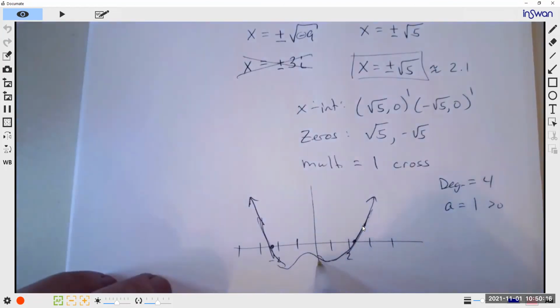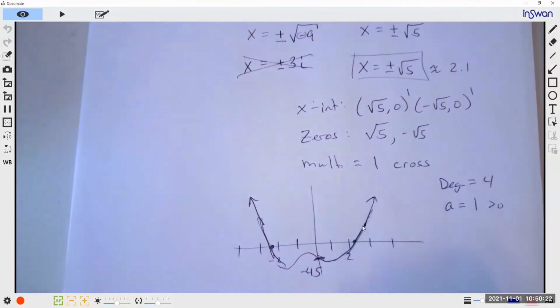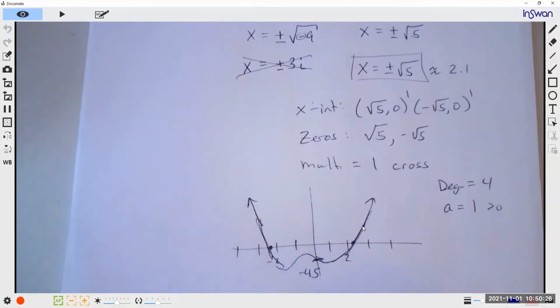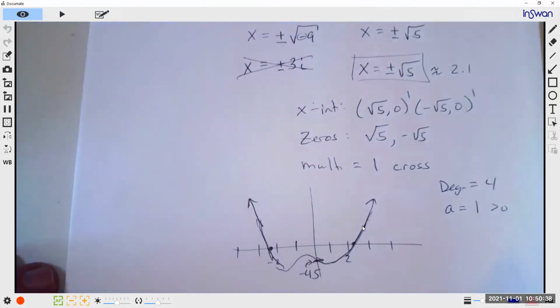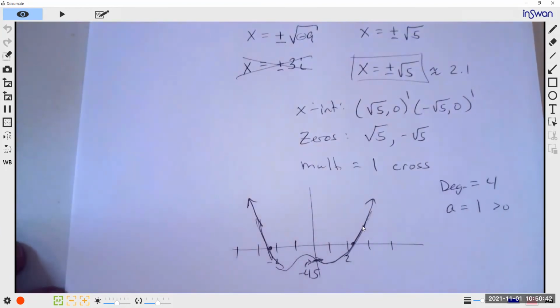Oh, we also know that the y-intercept is -45. So somewhere it goes all the way down there. That's the only thing we know about it. Okay, so that's if we have a trinomial, see if we can factor it or use a quadratic formula if it's quadratic in form.